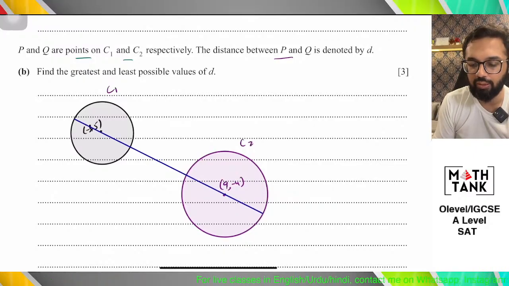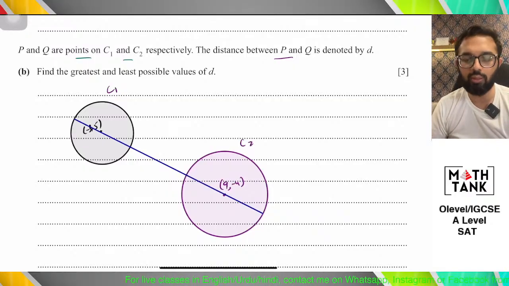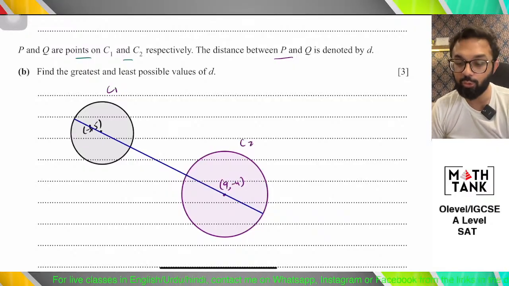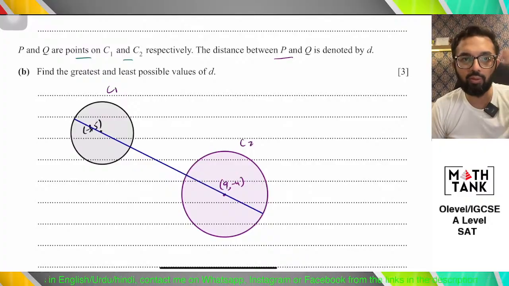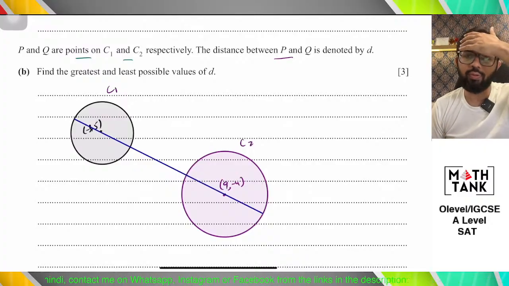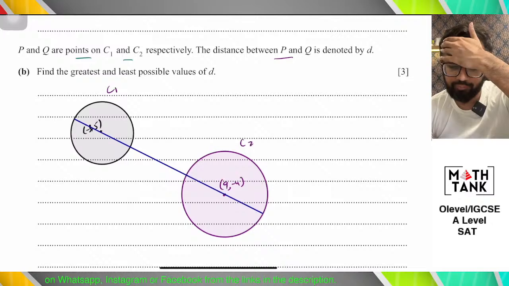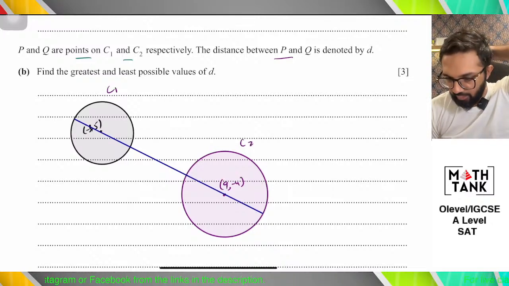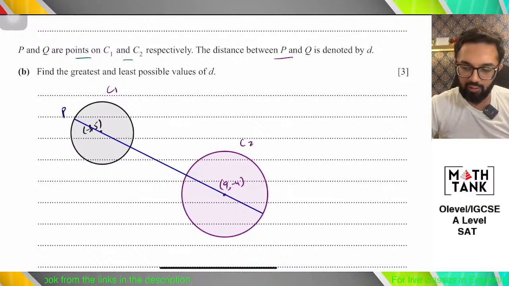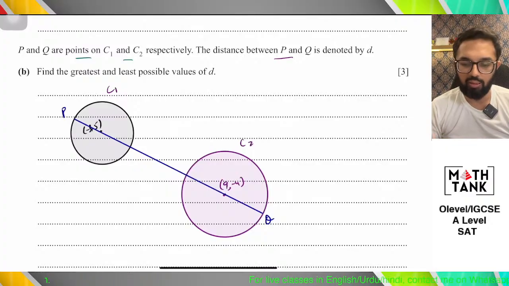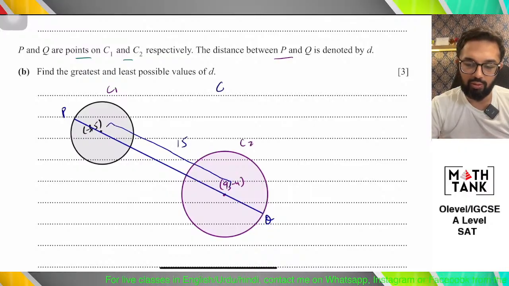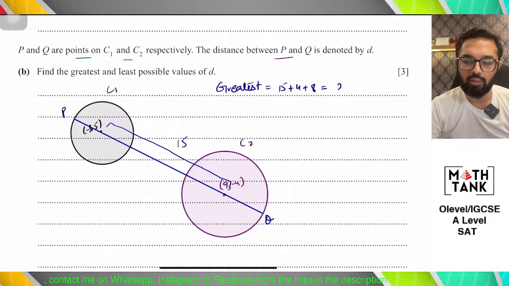Okay, because the diameters are both the longest straight line that you can draw inside a circle and the shortest distance that you can travel between the two edges of a circle. So if P and Q were here, that would be the greatest possible distance. I know that the distance between these 2 points is 15. So the greatest distance is simply 15 plus the radius plus the radius. Okay, that gives me 27.